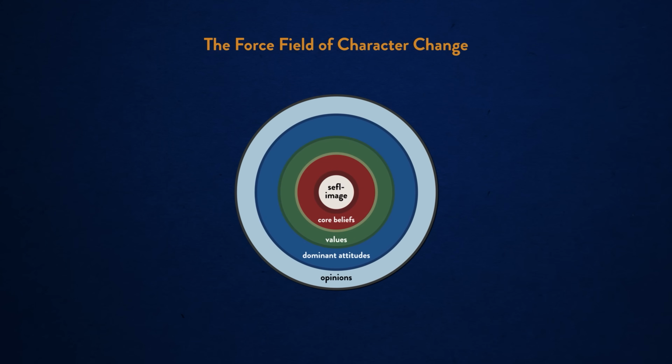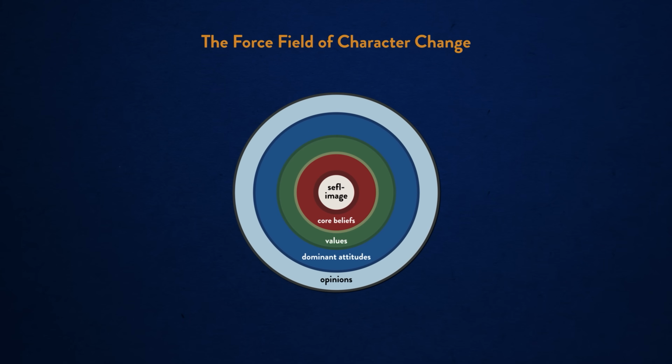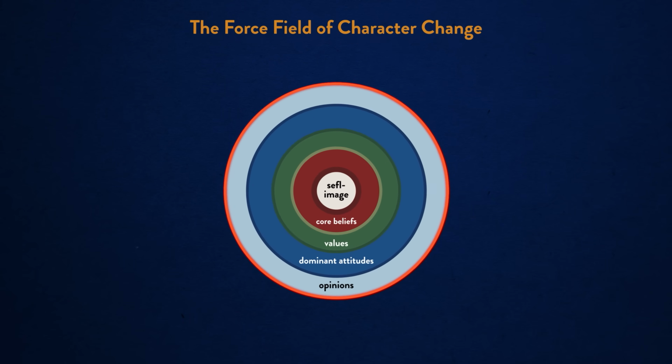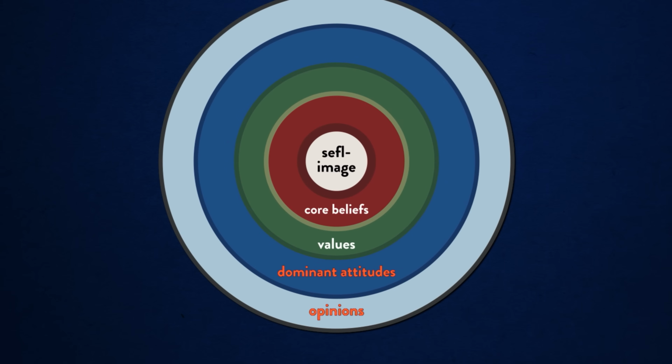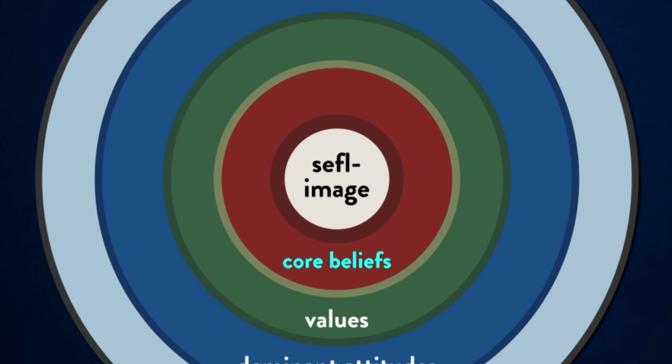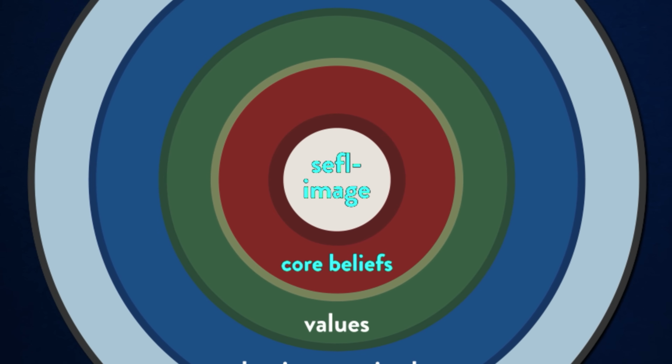But the real trouble is that a lot of authors only have their characters change on the outer level, which is, it's kind of superficial. Opinions, attitudes, I mean, this is minor level changes. The real change comes at that center, which is about their core beliefs and about their self-image. So let's look at an example of this.